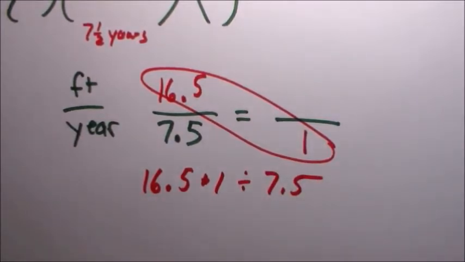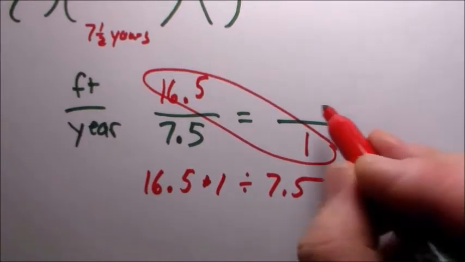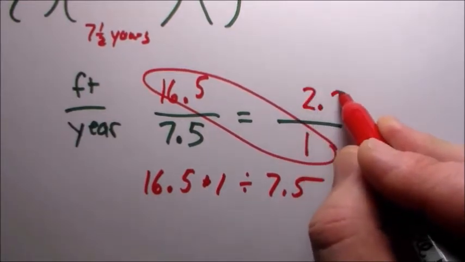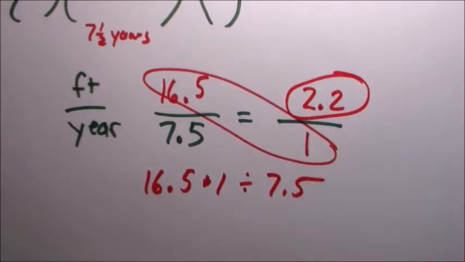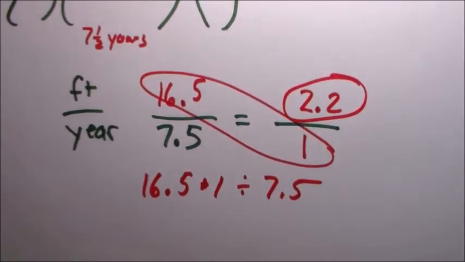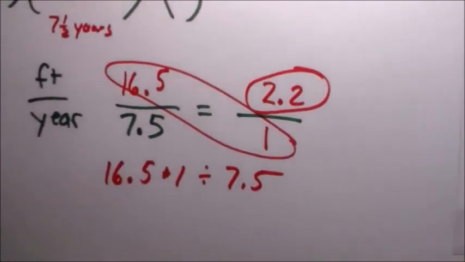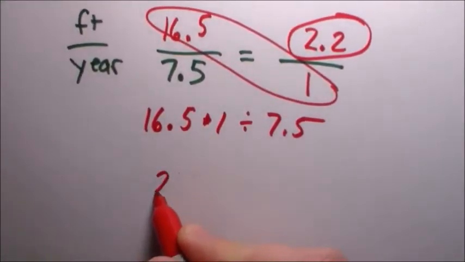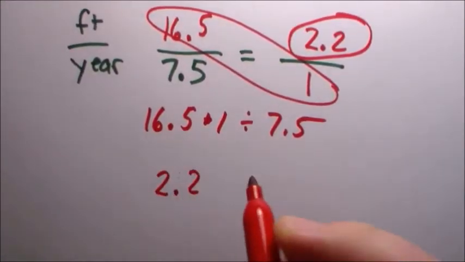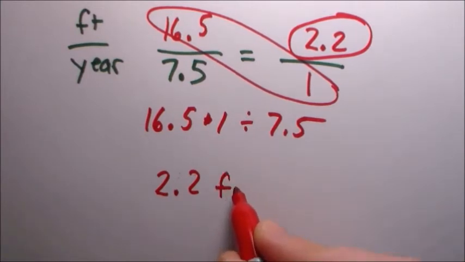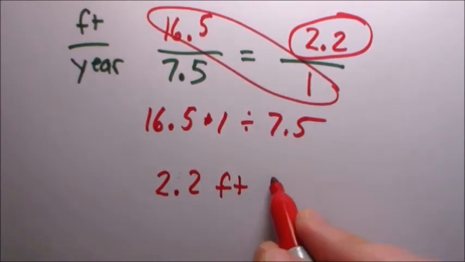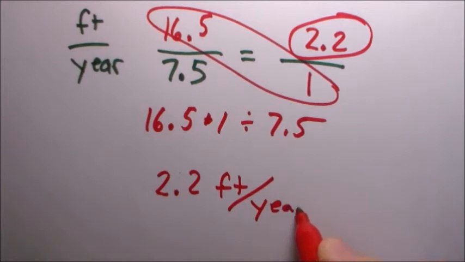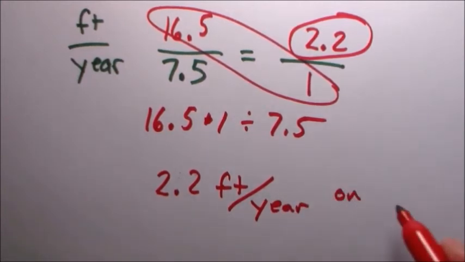What do we get? We plug it into our calculator and we're going to get 2.2. And that is our answer, 2.2. We want to be very clear about it so we get full credit. We get 2.2 feet per year on average.